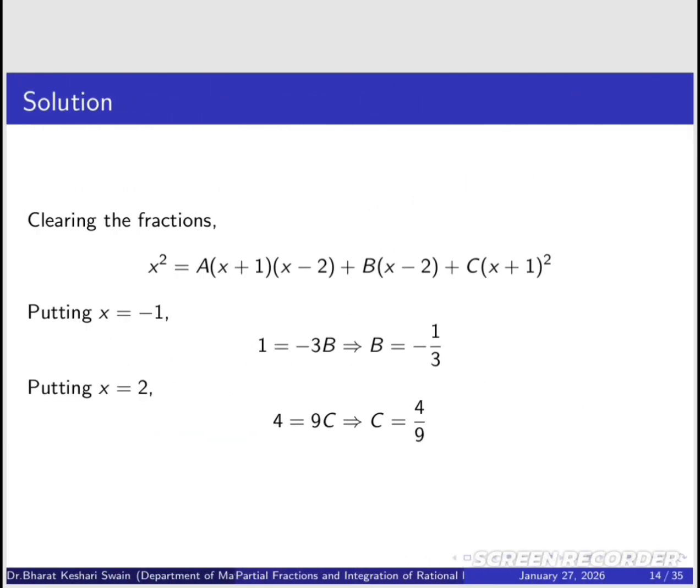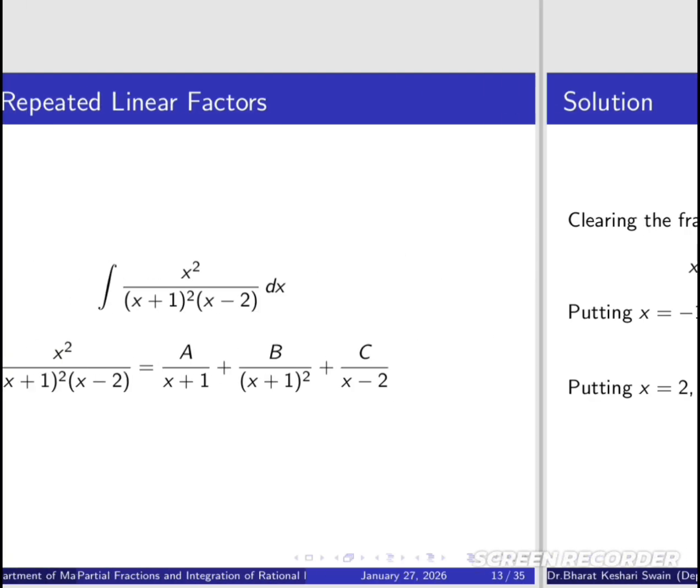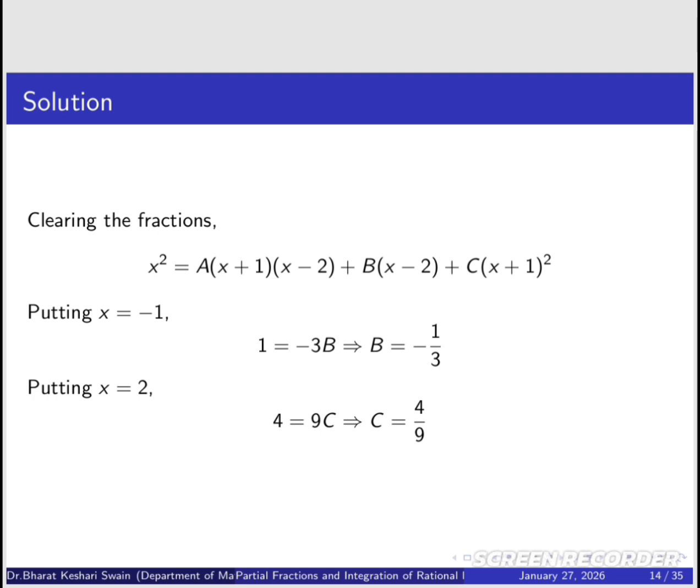Okay, so clearing the fraction, what did we get here? We got x square equal to a into (x plus 1) and (x minus 2), plus b into (x minus 2), plus c into (x plus 1) whole square. So to find the value of a, b or c, just see, put x equal to minus 1, because x plus 1 is here and x plus 1 is here. If I put x equal to minus 1, then these two factors will be cancelled. Only the term b into (x minus 2) will be there, so you can find the value of b.